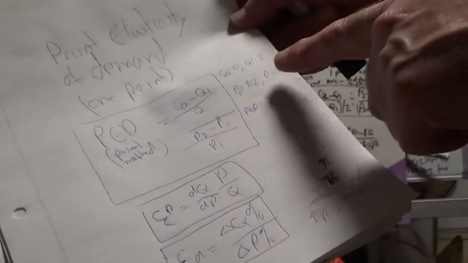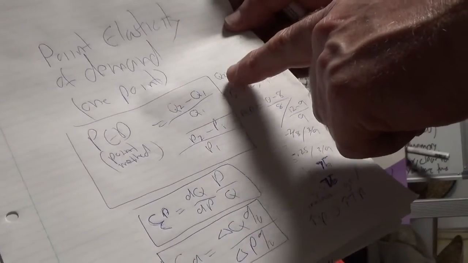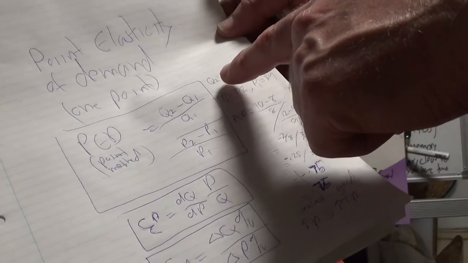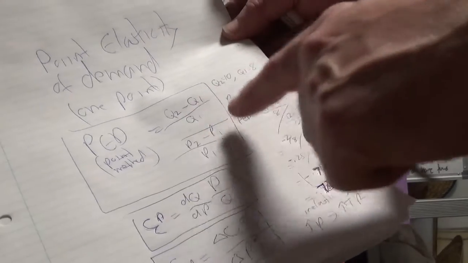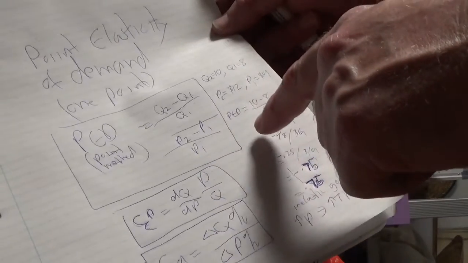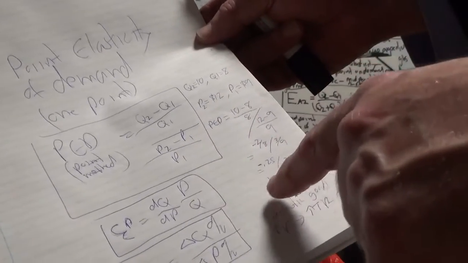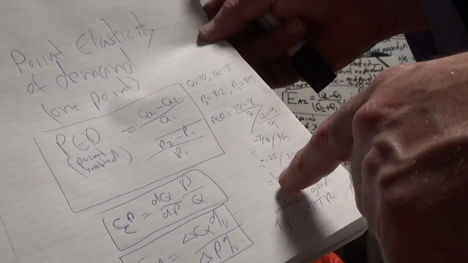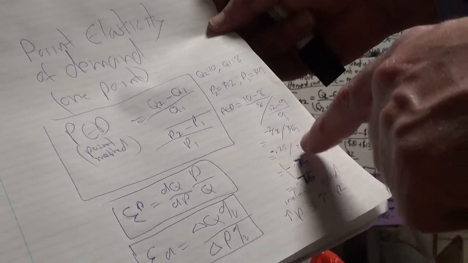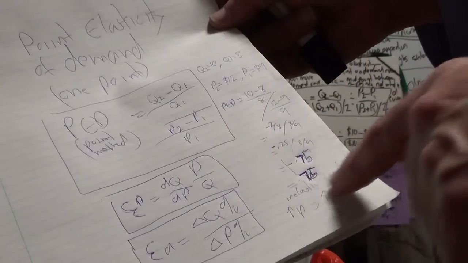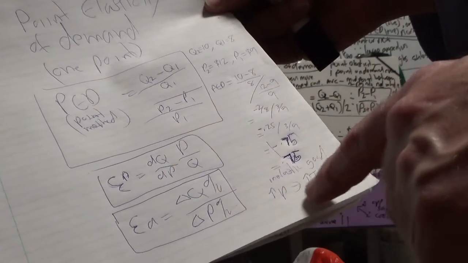And I've even given an example here, two quantities demanded, two prices. You substitute that in for an easier calculation, 10 minus 8 over 8 and 12 minus 9 over 9. Do that and you'd find minus 0.75, the absolute value is 0.75. So that's less than 1. That's inelastic. So as price increases, so does total revenue. That's point elasticity of demand.